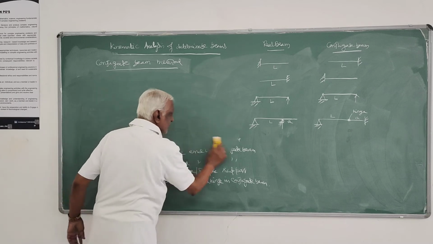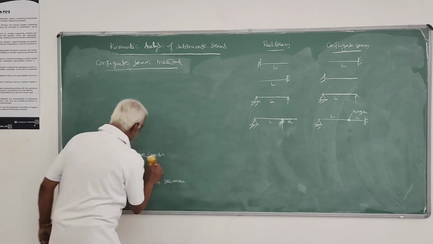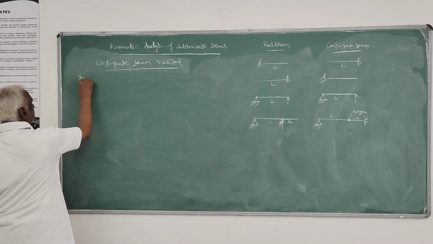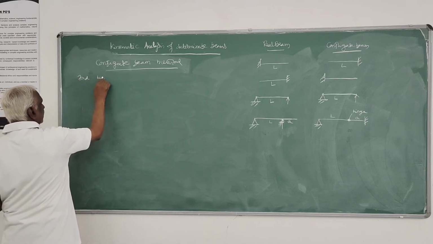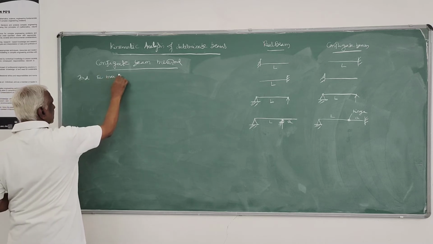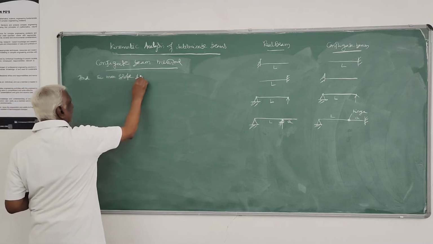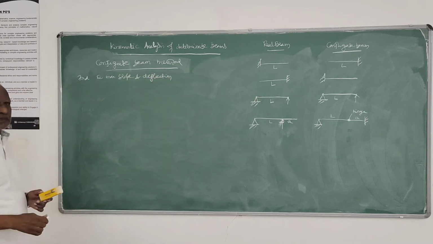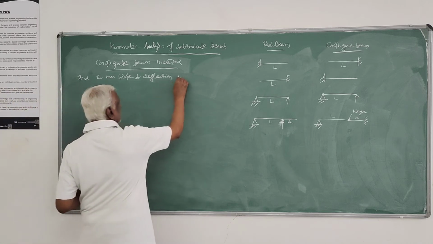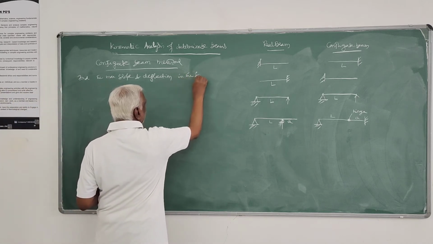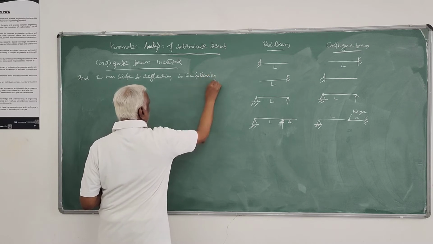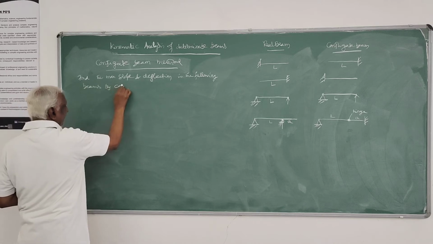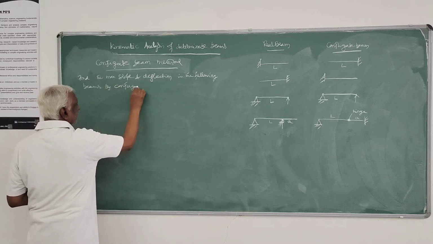Here, the remaining things you can just work in the tutorial class. So we can say: find the maximum slope and deflection in the following beams by the conjugate beam method.